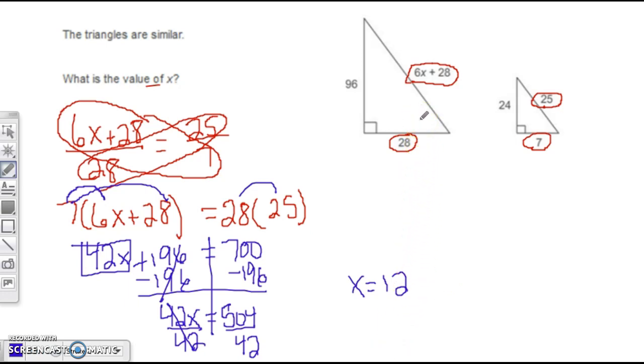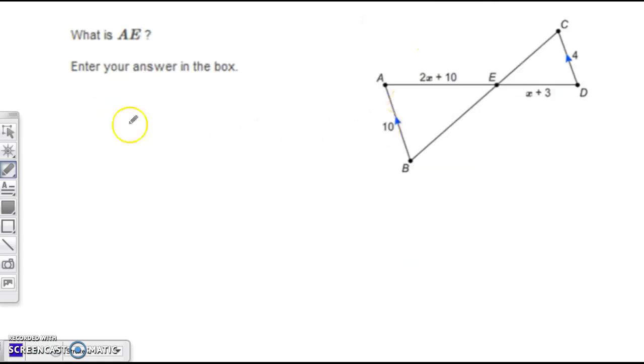Okay, so there we go. I was going to show you how we can do it with scale factor as well, but I think I'm going to go ahead and go to the next question for time's sake. All right, this one doesn't say solve for x. This one says, what is AE? So I'm going to go ahead and highlight that to remind myself that I need to go back and figure out the length of AE.